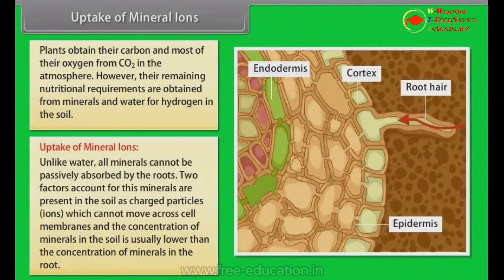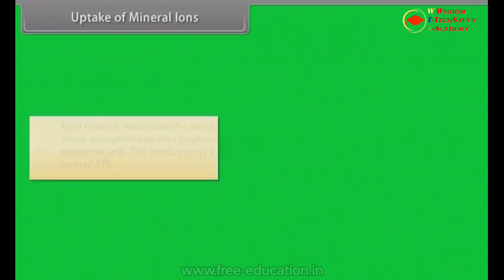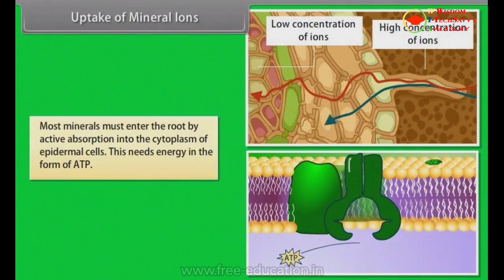Unlike water, all minerals cannot be passively absorbed by the roots. Two factors account for this: minerals are present in the soil as charged particles or ions, which cannot move across cell membranes, and the concentration of minerals in the soil is usually lower than the concentration of minerals in the root. Therefore, most minerals must enter the root by active absorption into the cytoplasm of epidermal cells. This needs energy in the form of ATP.